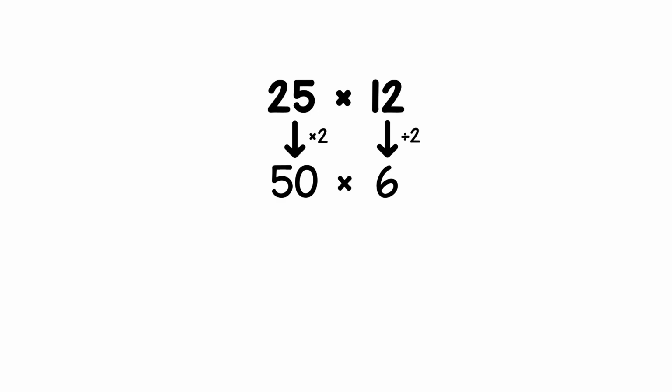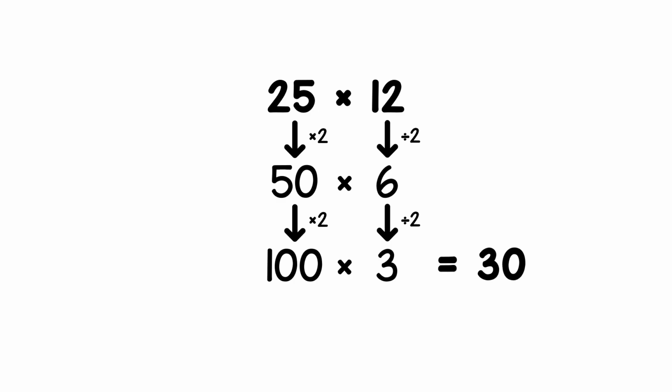Still tricky? You can use the strategy one more time. Halve the 6. 6 divided by 2 equals 3. Double the 50. 50 times 2 equals 100. Now multiply. 100 times 3 equals 300. 100 times 3 gives the same product as 25 times 12, but it's a much easier expression to solve.